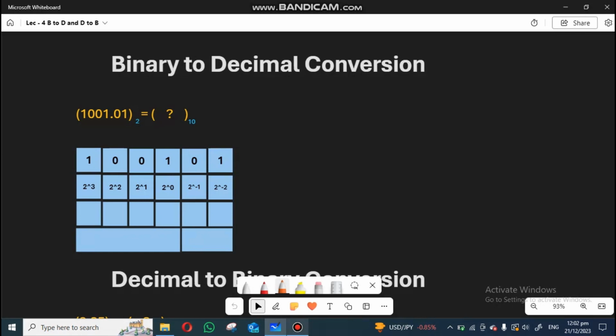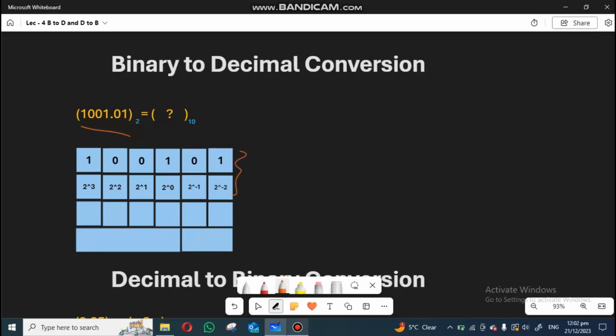I don't want to waste our time discussing all of these things. So without further ado, let's try to understand the binary to decimal conversion using an example. I've got a number here. If you can see, this is the number 1001.01.